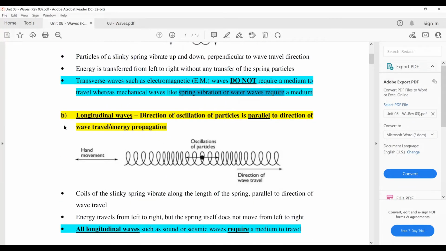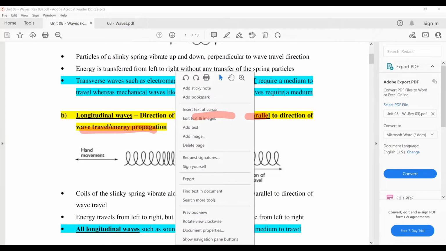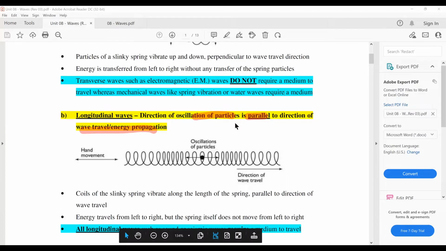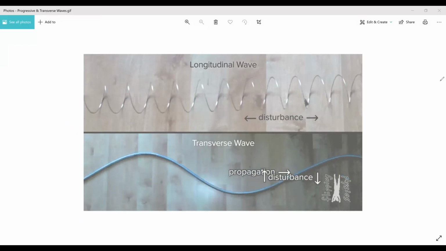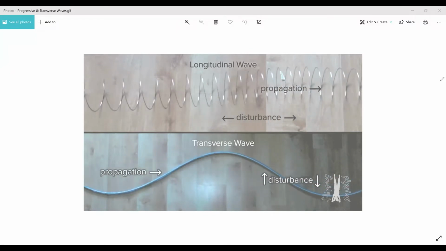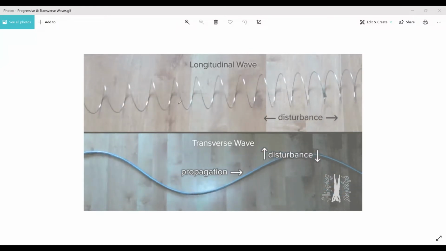And then you have the second type of wave, which is longitudinal wave. Longitudinal wave is where the direction of oscillation of particles is parallel to the direction of wave travel or energy propagation. Okay, so how you visualize a longitudinal wave, it looks something like this. I need to share with you a separate screen. Okay, so right now you should be able to see some sort of GIF that is playing on the screen. It shows you a comparison between transverse wave and longitudinal wave.